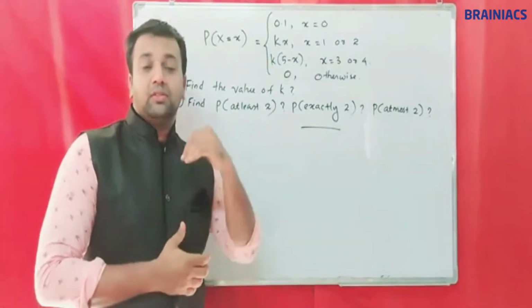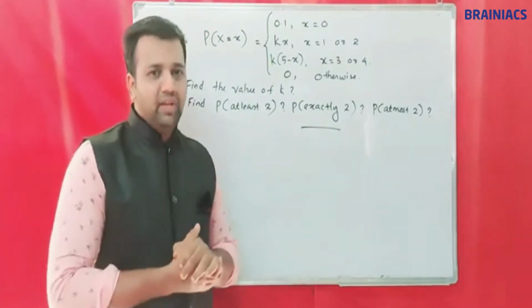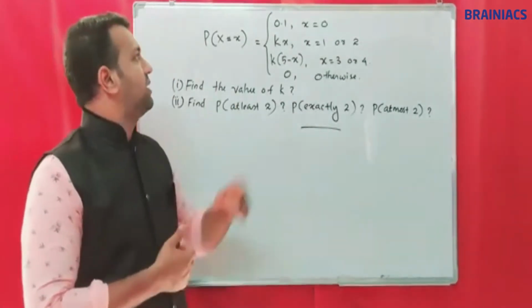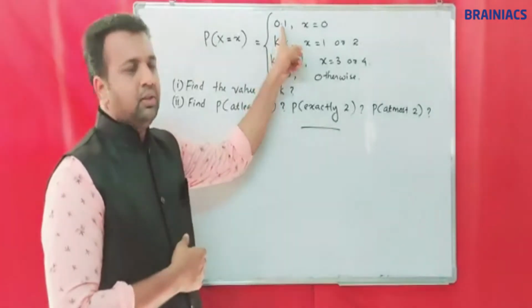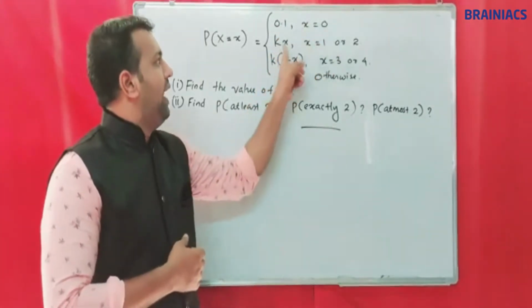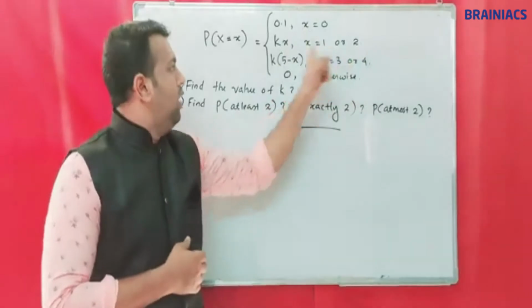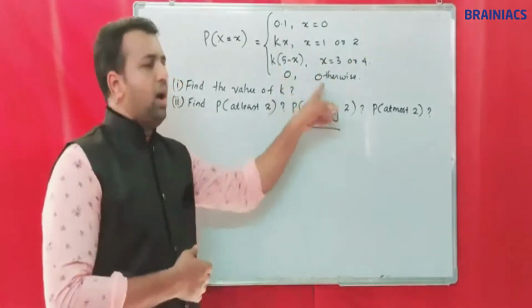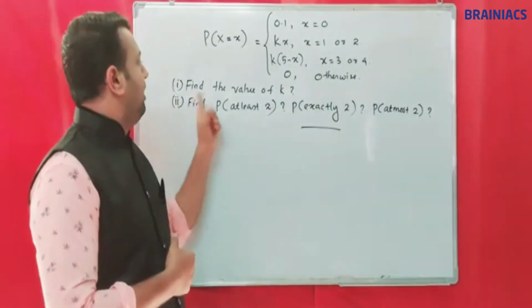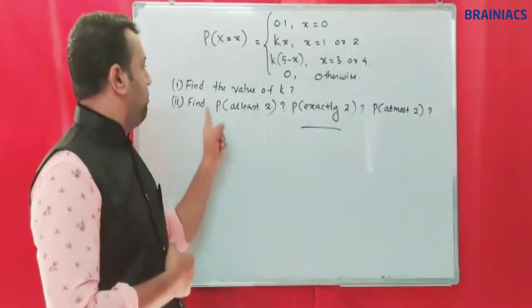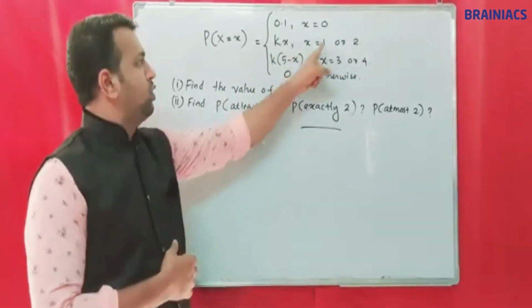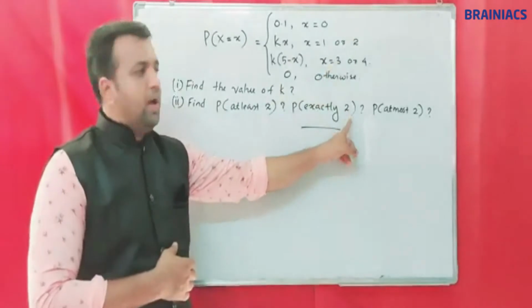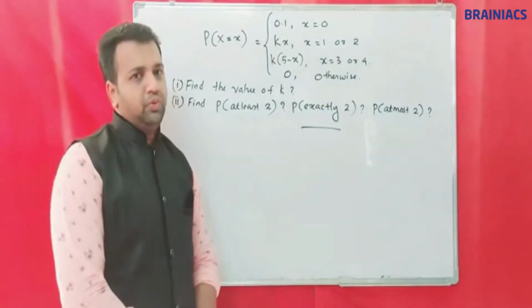Today we are continuing the problems about random variables. The next problem: P of x is given as 0.1 if x is equal to 0, kx if x is equal to 1 or 2, and k into (5 minus x) if x is equal to 3 or 4, and 0 otherwise. Find the value of k and find the probability of at least 2. At least 2 means, with respect to this value, P of exactly 2 and P of at most 2.